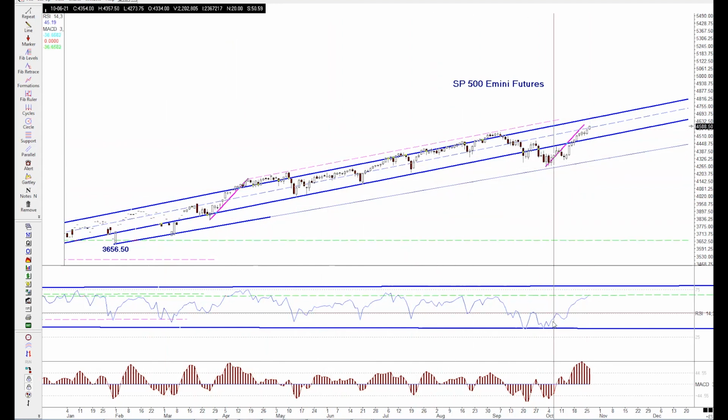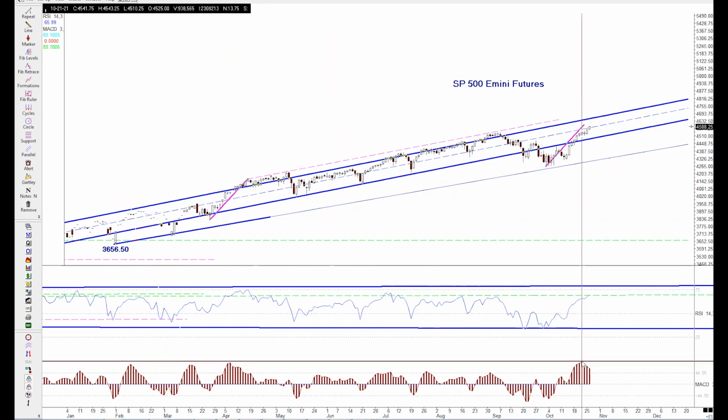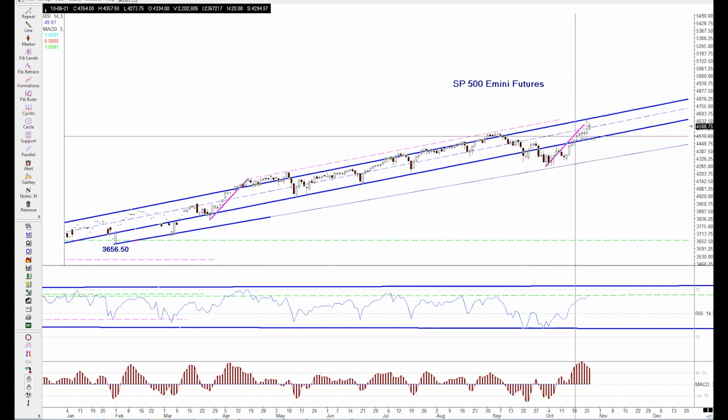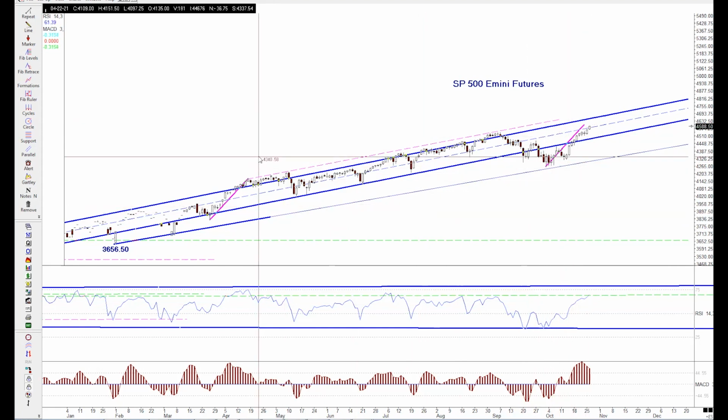Well, what I've noticed on this, we've had a strong move to the upside. You can see down here, this is the MACD histogram, and this has made momentum highs with this break to the upside. And the RSI is also showing strength. It's starting to get up into a bit of an overbought level up here. But let me show you what these pink sloped lines are here.